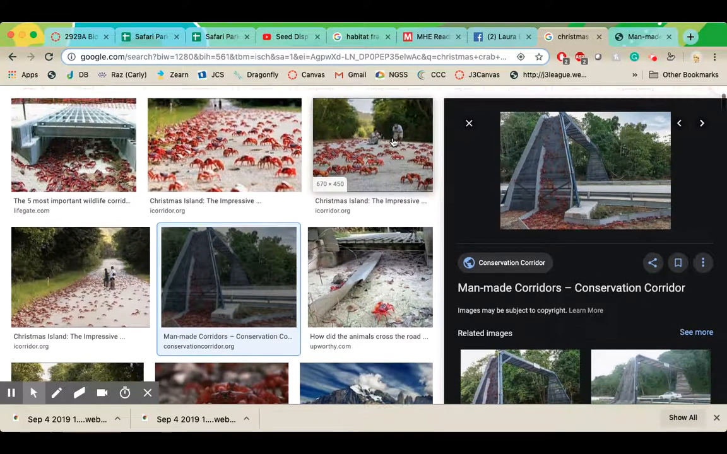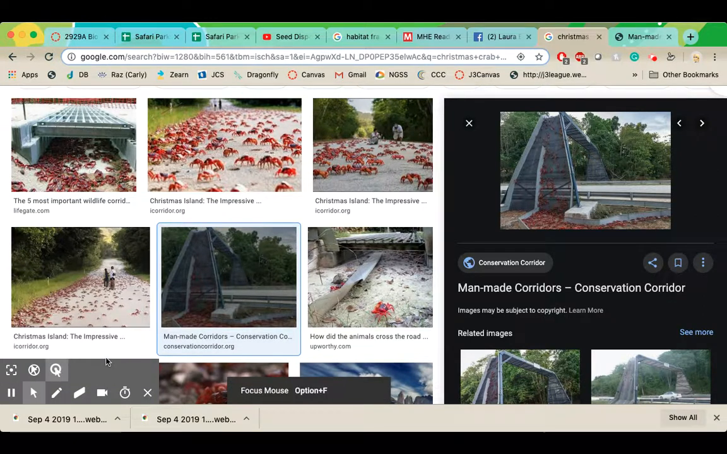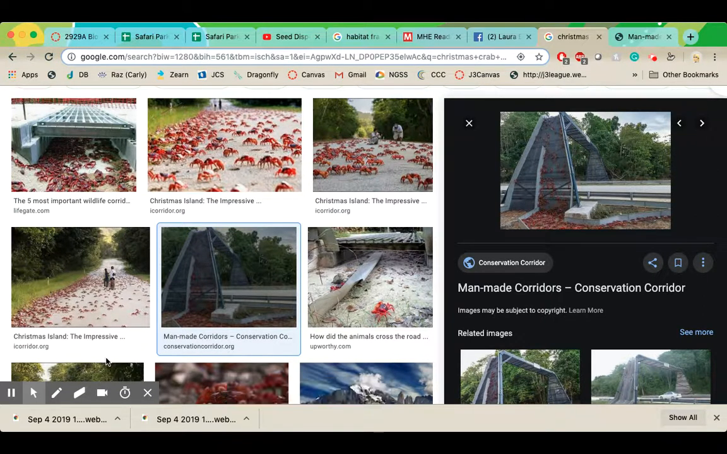But interestingly, there's been a large number of animals that actually use corridors, and I'm going to try and show you some. A crab is not very smart. These are called red crabs. They're not the brightest creatures on the planet. And yet on Christmas Island, where millions of these hatch every year and go down the roads, they were getting smashed by cars and just turning into a red mush.